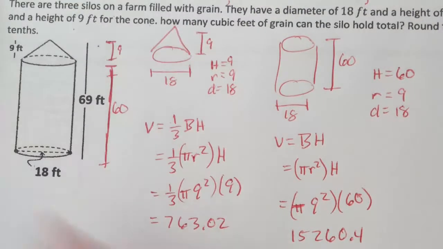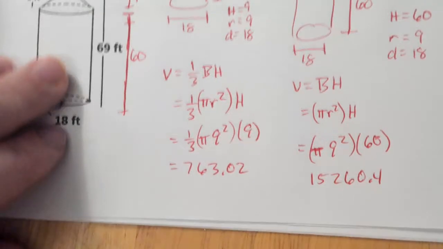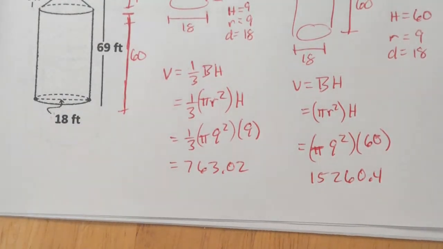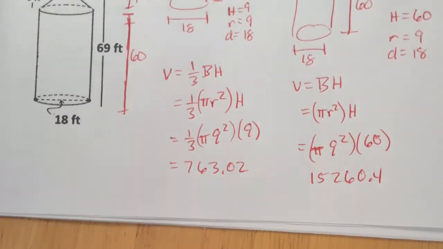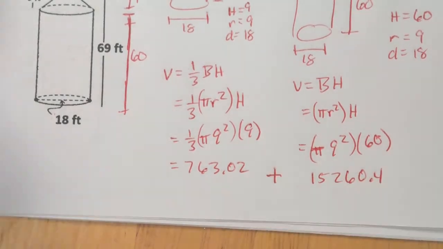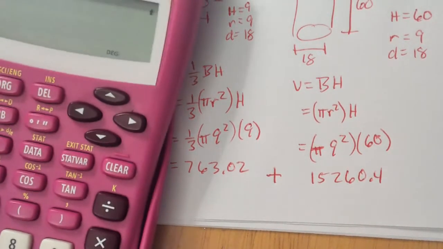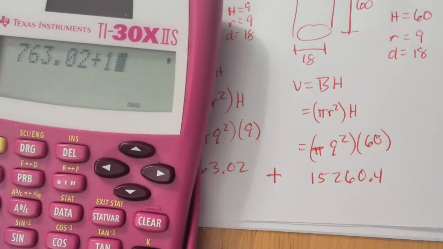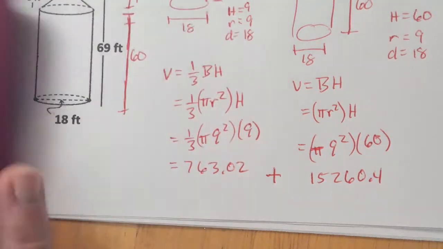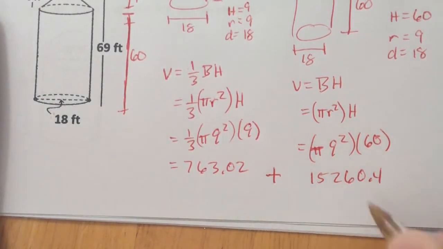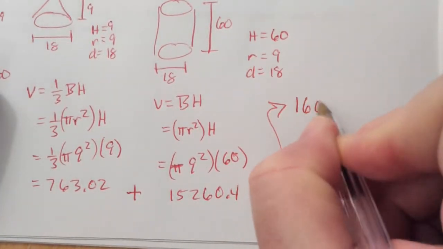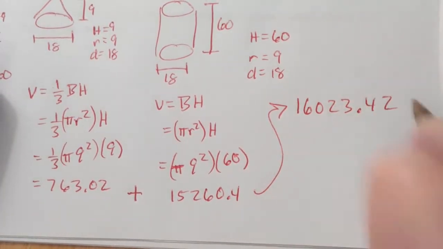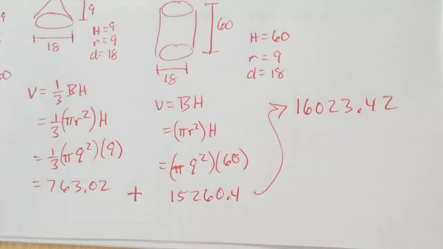Awesome. Okay, so now what are we going to do with these two numbers? Are we adding, subtracting, dividing? What are we doing? One on top of the other. We're putting them together, so that's adding. So let's add those two numbers. 763.02 plus 15260.4. And we pop out with, ran out of room, so I'll put it up here, 16023.42. Awesome. So this should be our answer.